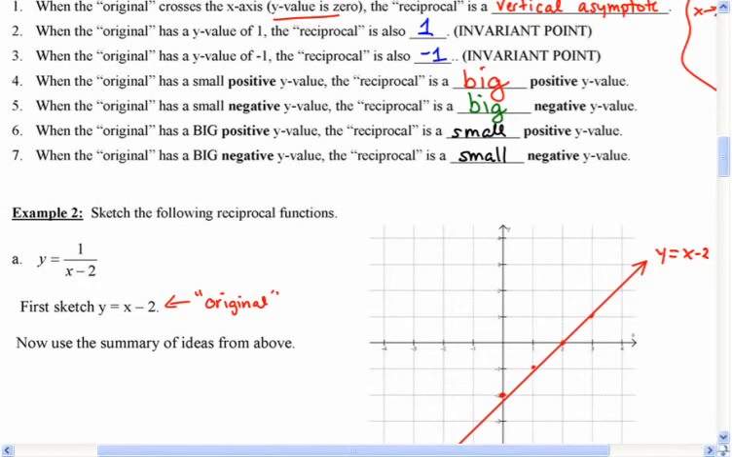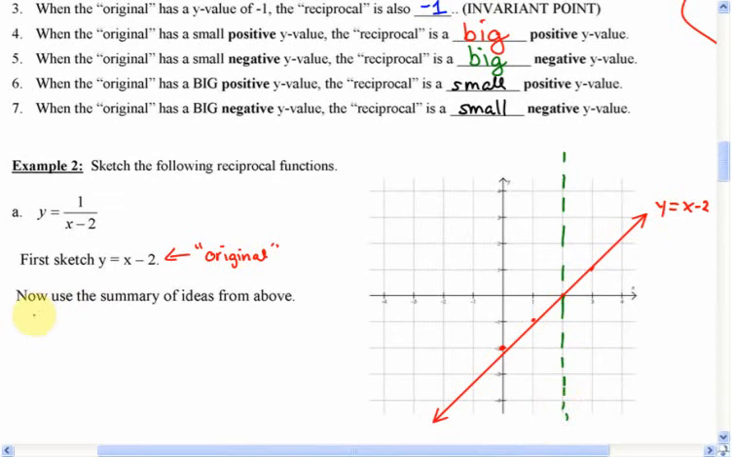Awake. Good. So what's my first step from my summary from above? I said when the original crosses the x-axis, what happens with the reciprocal graph? You get a, what do you get? Vertical asymptote. So tell me, point to me on your picture, where does this graph cross the x-axis? 2. At 2. So what do I draw in at 2? A dotted line, right. So let's go ahead and draw in the dotted line, okay? So remember, first one, 0 becomes vertical asymptote.